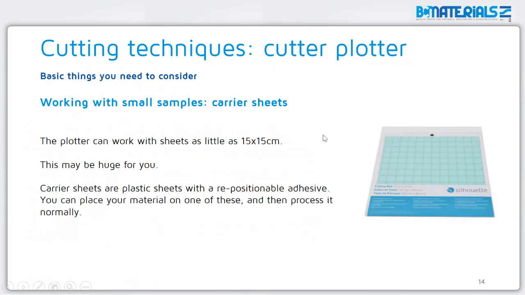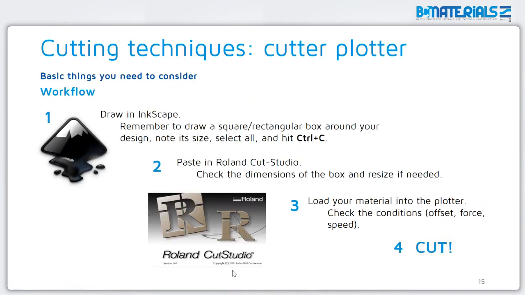And then finally, sometimes you don't have as much material as a 15 by 15 centimeter sample. So you may have something that is more like 1 centimeter by 2 centimeters, or even 1 centimeter by 1 centimeter. You can still process it, but you need a carrier sheet, something like this. A carrier sheet is nothing more than a piece of plastic with a repositionable adhesive. So you basically stick your material to this card and then process it normally through the cutter plotter, and that's it. So what's the workflow?